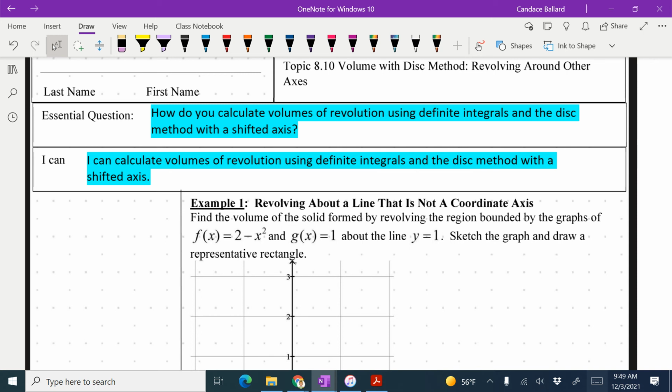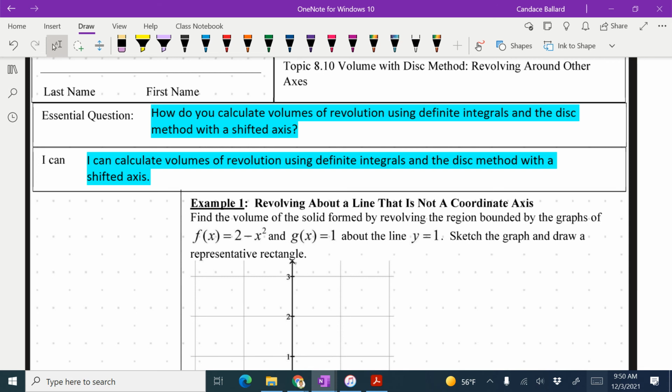All right, Michaela, can you read us the essential question? How do you calculate volumes of revolution using definite integrals and this method with a shifted axis? Perfect. And Matthew, can you read us the I can statement? I can calculate volume of revolution using definite integrals, and this method with a shifted axis.